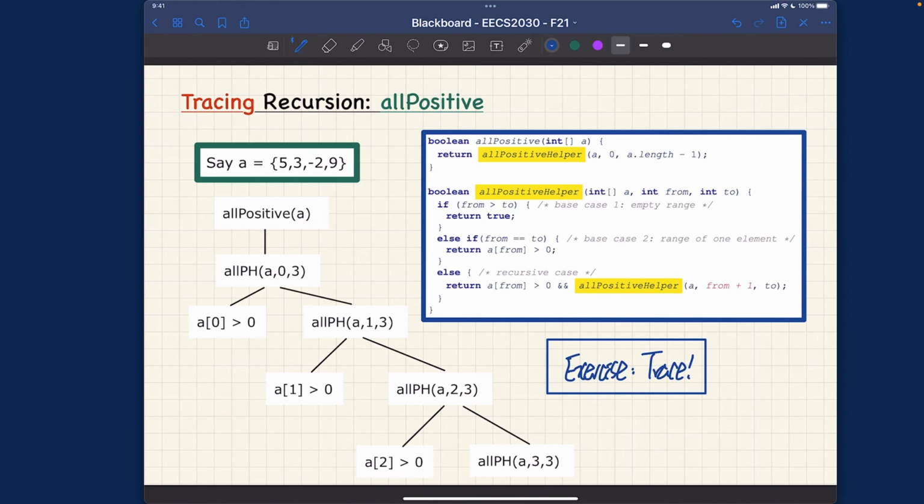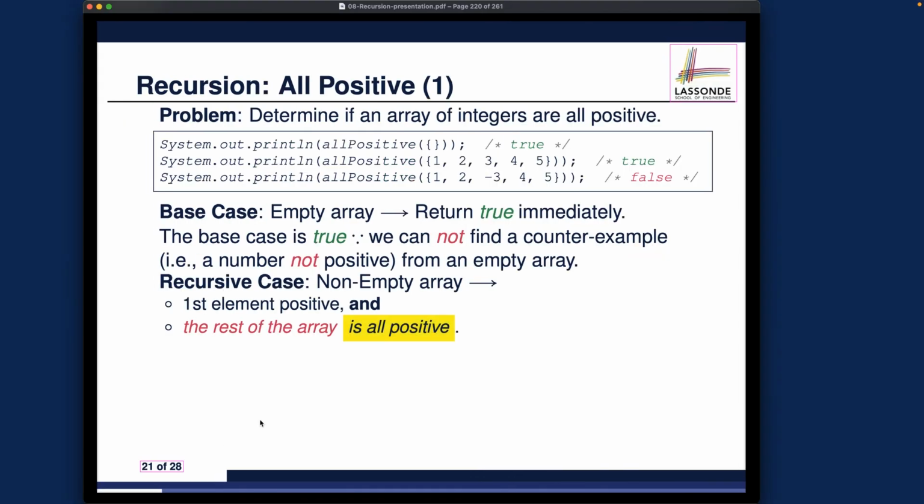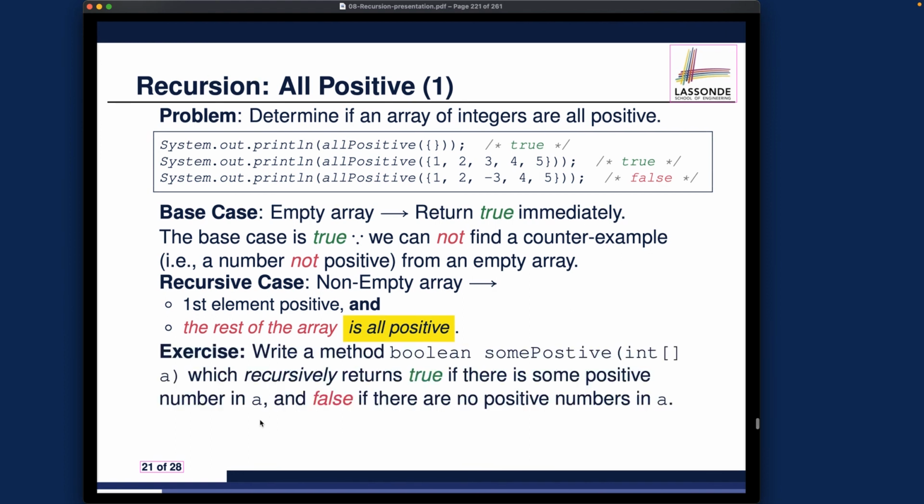Let's now go back to the slides to conclude the example. Another exercise I will assign you is another one. Let's say we define another Boolean method that will return a Boolean value, called somePositive. It's almost like an opposite problem to be solved. Given an input array over here, we want to solve recursively, and we want to return true if there's at least one positive number in A, and false if there are no positive values in A. So that will be the opposite to the allPositive problem that we had just solved. I'll leave that to you as an exercise.